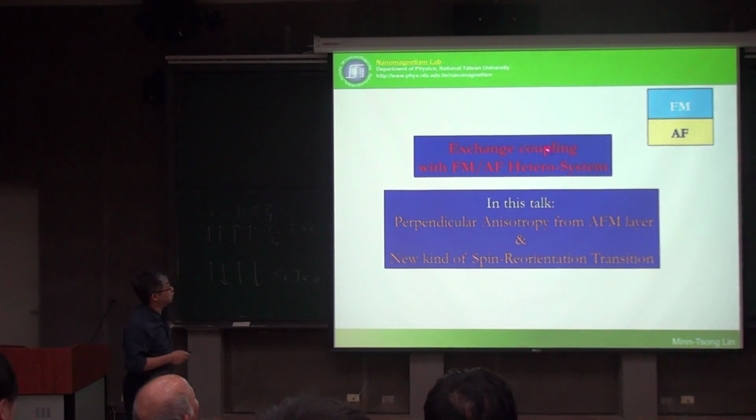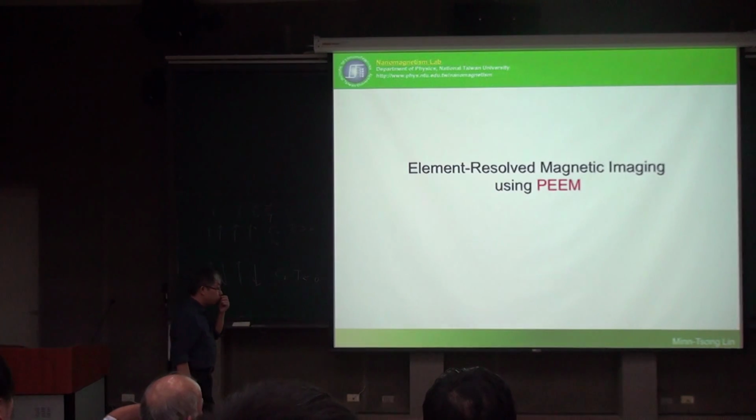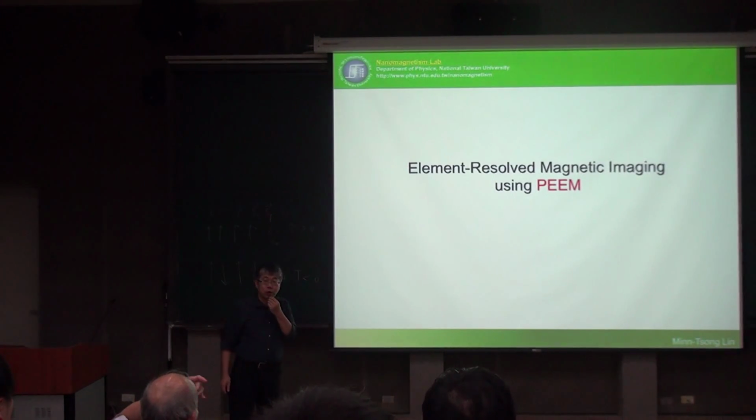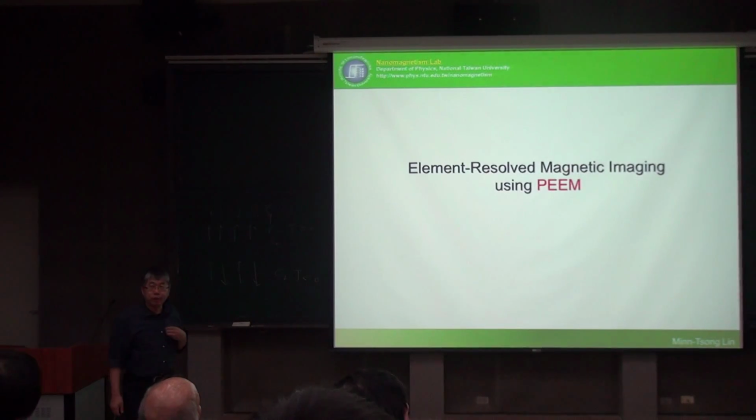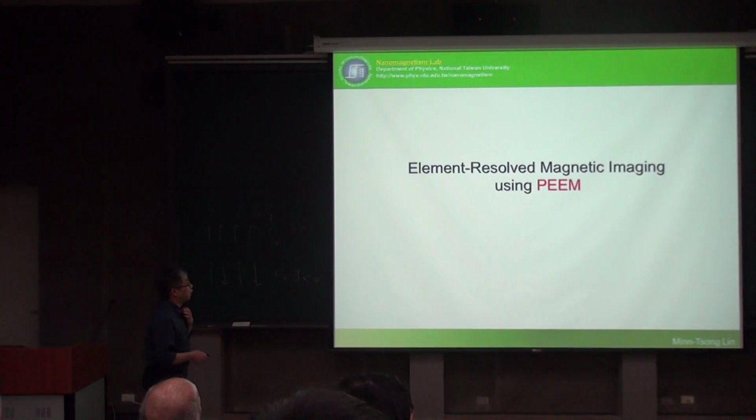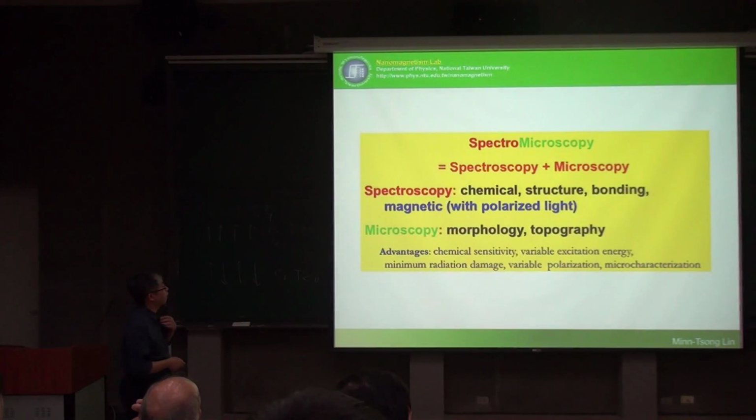This is achieved by using the exchange coupling between the ferromagnetic and antiferromagnetic layers. So I'm going to show you the experiment, and how we actually performed it. We use a lot of synchrotron radiation.